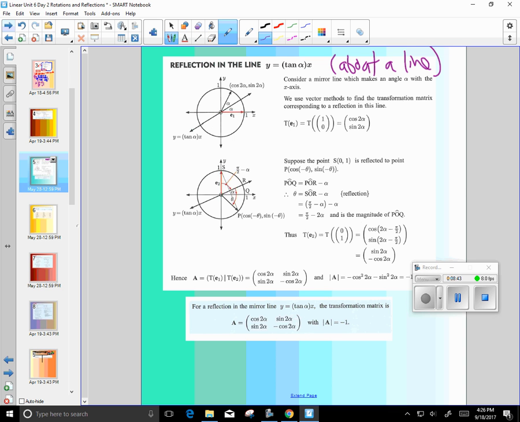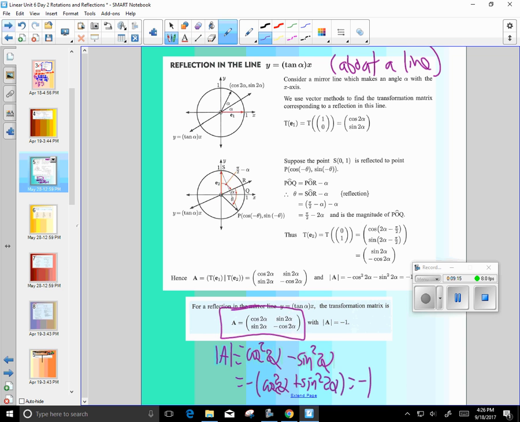And they defined it, they did a nice job of proving it, and I just want to give you that formula. And notice that when we do the determinant of this one, you're going to get cosine squared 2 alpha negative minus sine squared 2 alpha, and that's equal to the opposite of cosine squared 2 alpha plus sine squared 2 alpha. And what's that equal to? Negative 1.